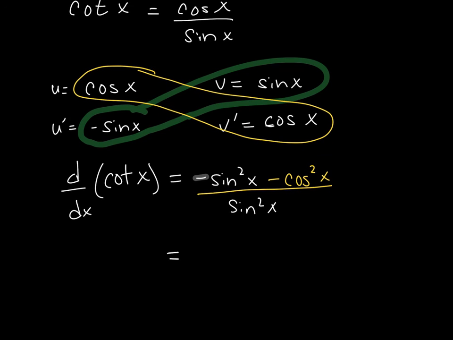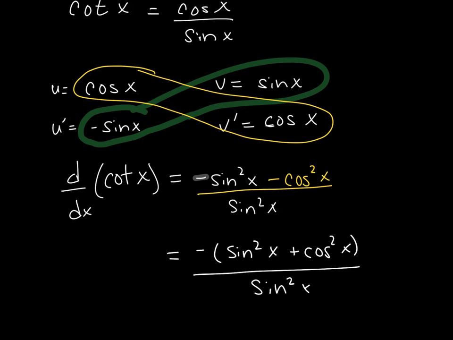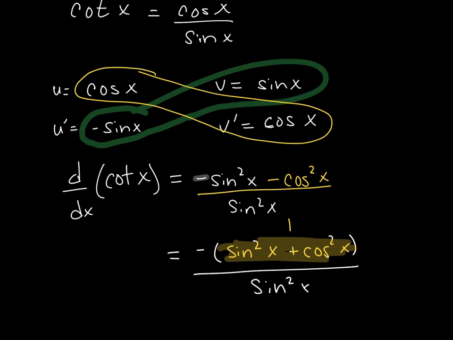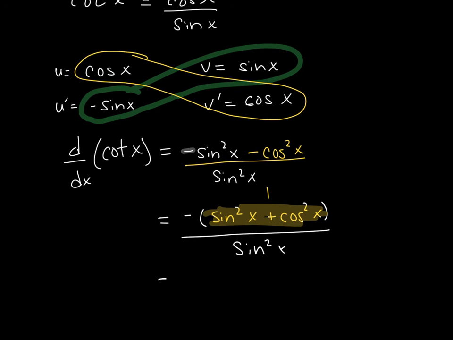Now you'll notice with this one, since both the numerators are negative, I factor that out to give me sine squared of x plus cosine squared of x all over sine squared of x. And again, my Pythagorean identity comes into play. All of this is equal to 1. So the derivative of the cotangent is equal to negative 1 over the sine squared of x, which is equal to negative cosecant squared of x.